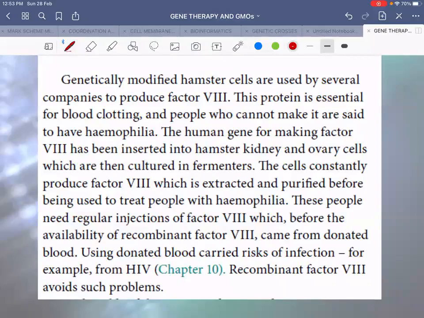So the example that I'm quoting right now is the use of recombinant factor 8, in which bacteria have not been used for genetic engineering. Instead, genetically modified hamster cells are used. Okay? The advantage of this mechanism is that since the hamster ovarian or kidney cells are eukaryotic cells, eukaryotic gene expression and protein modification will take place, right?